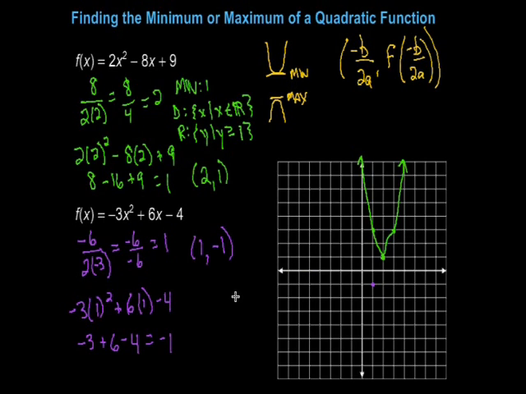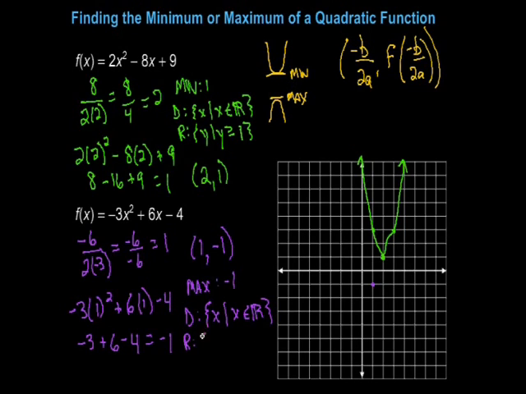Okay, so what does that mean? Well, the maximum for this one, since it's opening down, that means it's going to be something like this, is going to be negative 1. That's as high as it can get. So our maximum is negative 1. The domain, well, the domain is always all real numbers. We can put in whatever we want. So x is an element in the real numbers.